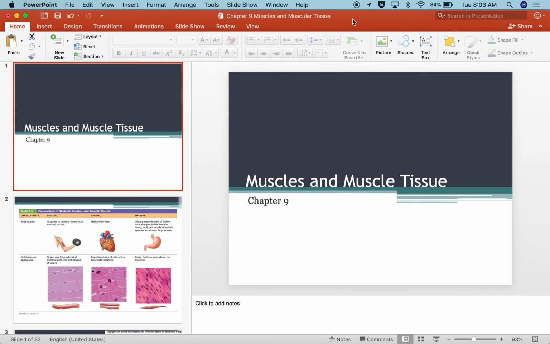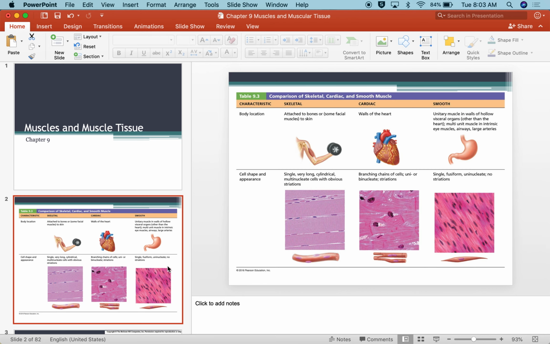All right, so we are starting the muscles and muscle tissue chapter. This is chapter 9. We will get about 30 slides into this, and then we'll pick up with neuromuscular junction on Thursday. So we are going to be focusing mostly on the skeletal muscles section, but also keeping in mind that there are two other types of muscle, cardiac and smooth.